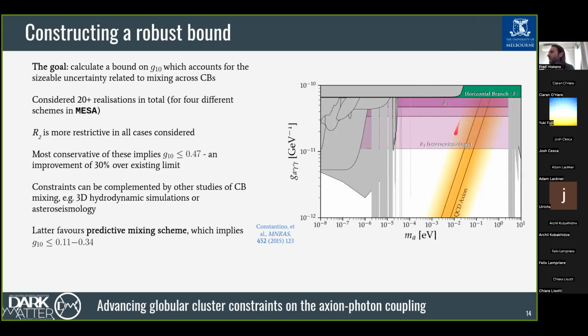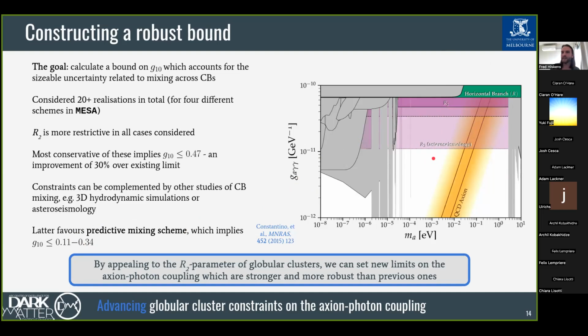So I do put them on the plot just to see the level of improvement we could get, say, if these schemes turned out to be correct. But just to be conservative, the final limit we stated was this 0.471. So to summarize, by appealing to the R2 parameter of globular clusters, we were able to set a new limit on the axion photon coupling, which was both stronger but also more robust than its predecessor. I was quite happy to be able to do that.